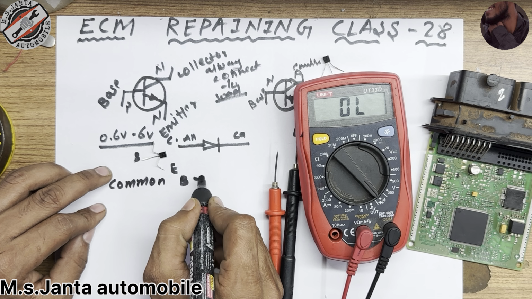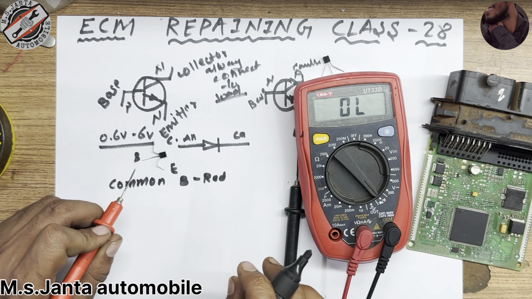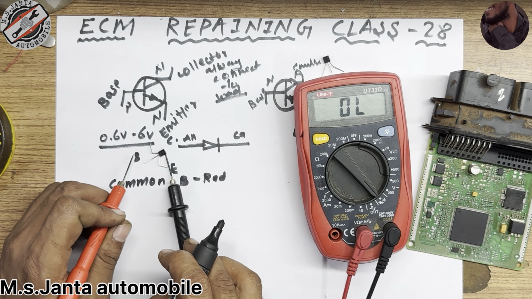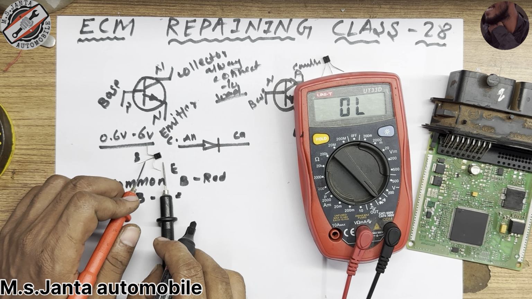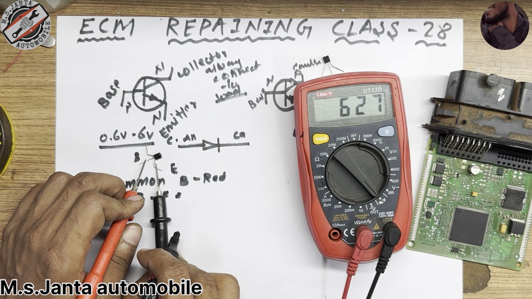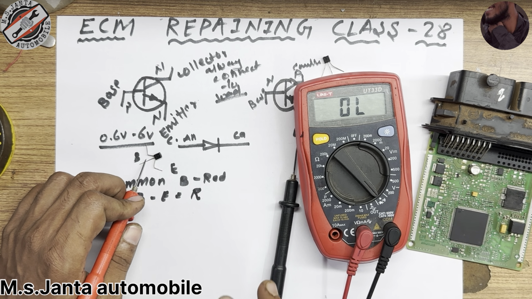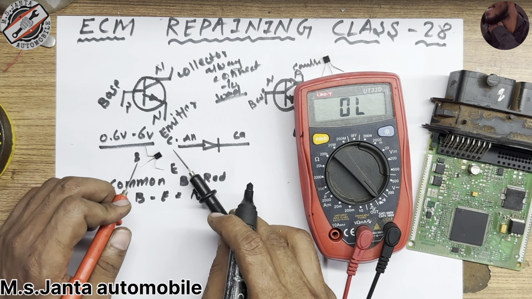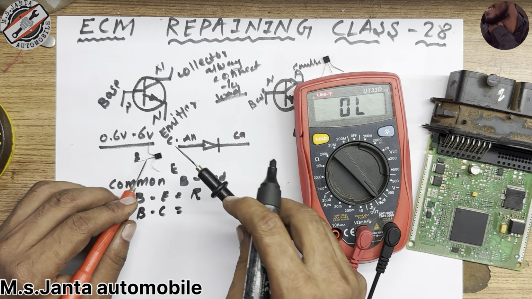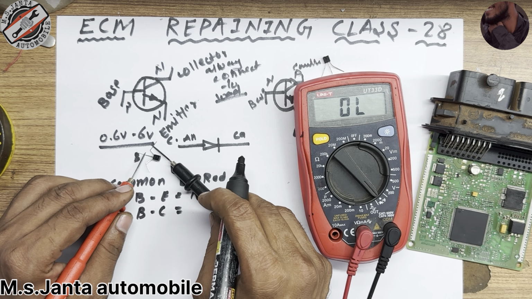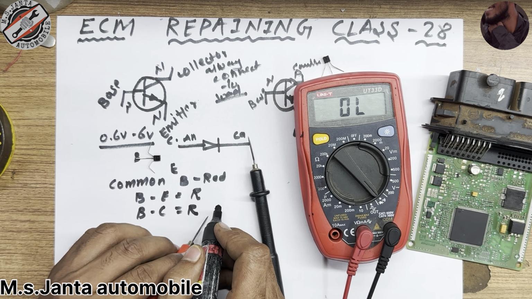So we take common base red, meaning we have a red. When we check base to emitter, we have a reading as you see here. I will put here only R, R means reading. Same, we will check base to collector, and at that time it will also show a reading. So it is showing R, meaning reading.